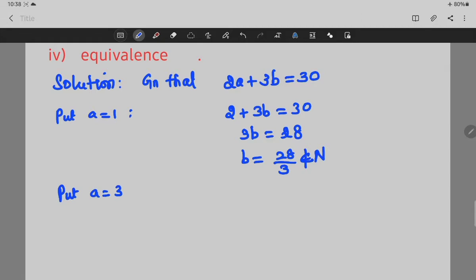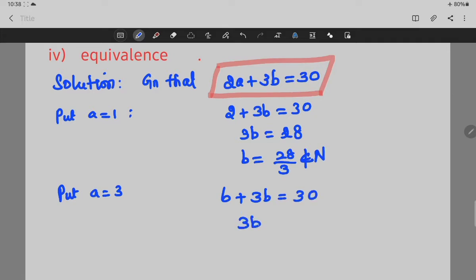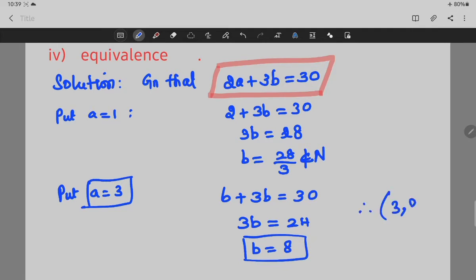When I substitute in this condition, 2A plus 3B is equal to 30, A is equal to 3 means it is 6 plus 3B is equal to 30. So, 3B is equal to 30 minus 6, that is 24. So, B is equal to 8. When A is equal to 3, B is equal to 8. Therefore, the ordered pair is 3, 8.